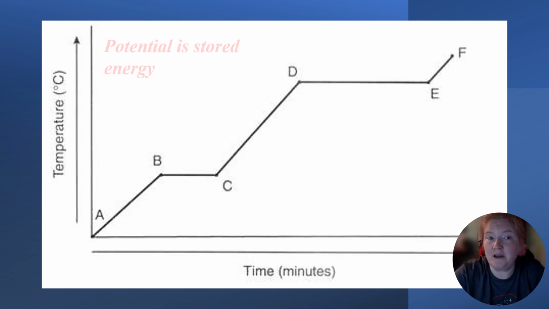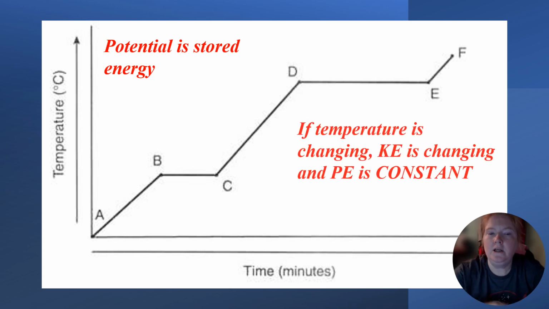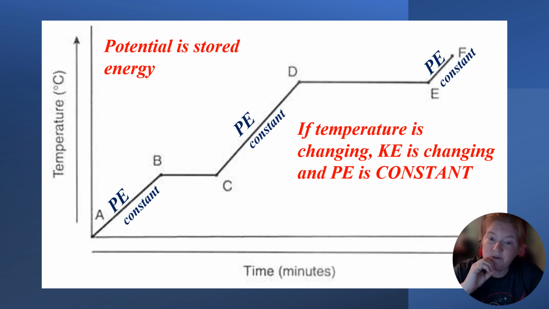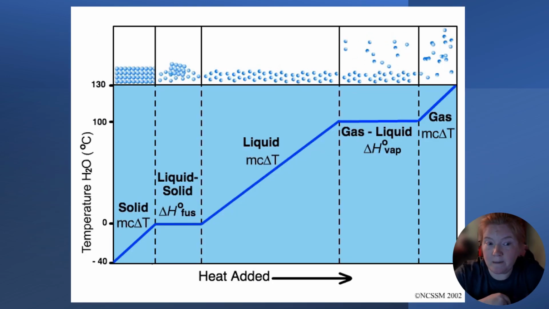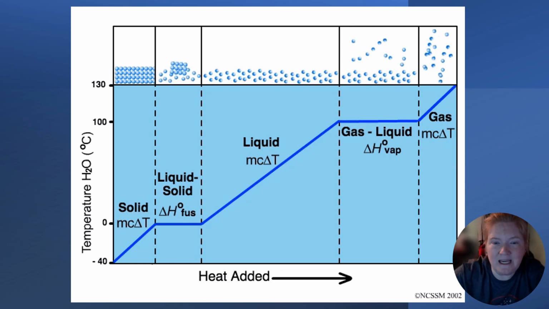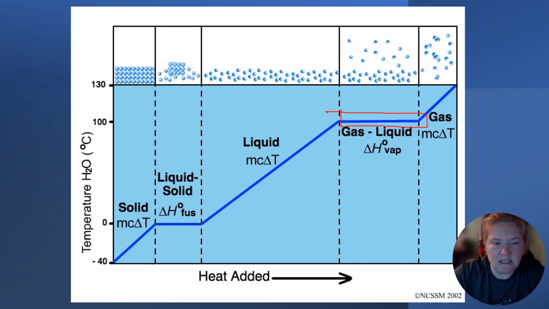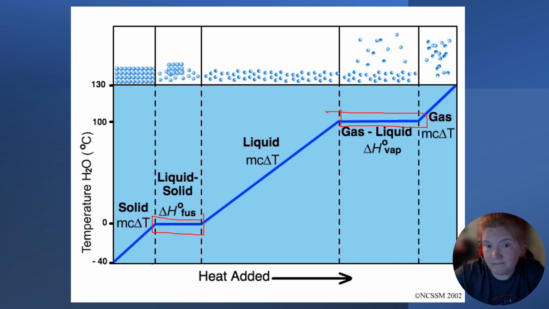Now, the other kind of energy that could be asked about is potential energy. If the temperature is changing, kinetic is changing, so potential must be constant. In those places where kinetic is changing, I know potential is constant. And if the temperature is constant, so kinetic energy is constant, then potential energy is changing. And because it's a heating curve, it's going up. Here's just a representation of what is occurring. You can see again, like we talked about already, that the heat of vaporization is larger than the heat of fusion.